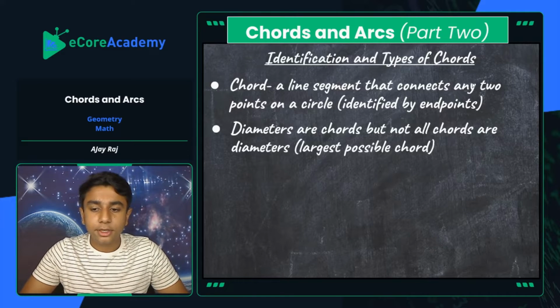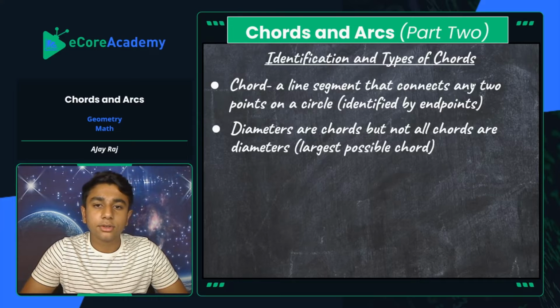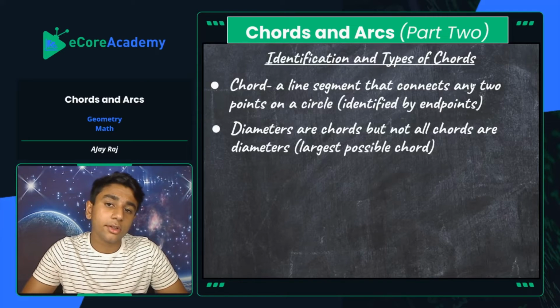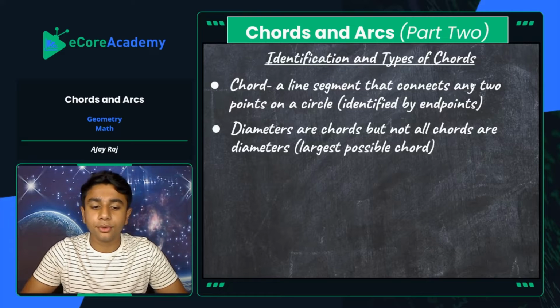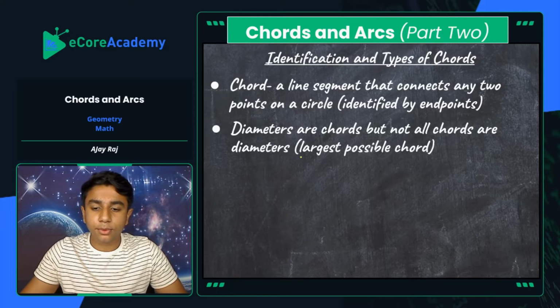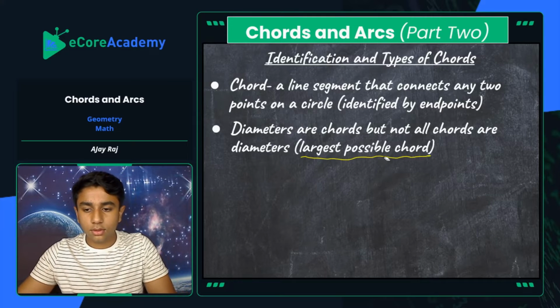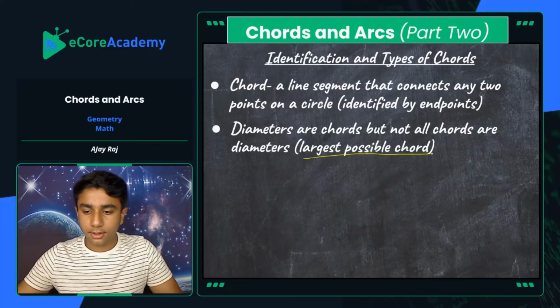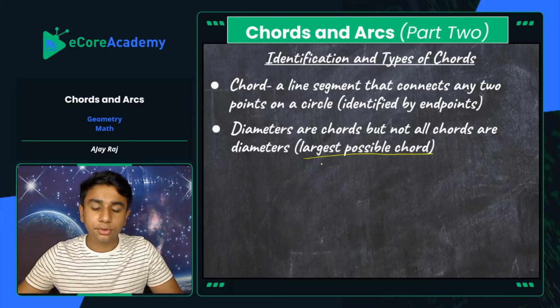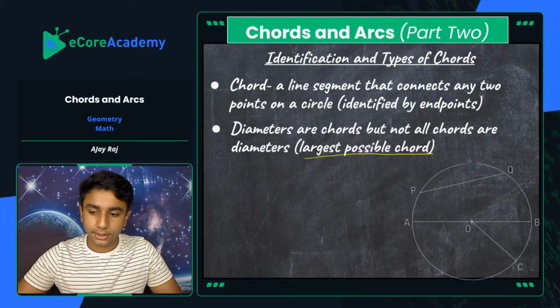That's unlike chords, because not all chords have to pass through the center. That's not an identification of a chord. It can, but it's not necessarily going to. However, the diameter is the best known chord because it's also the largest possible chord, as it goes across the entire span of the circle and hits through the central point.